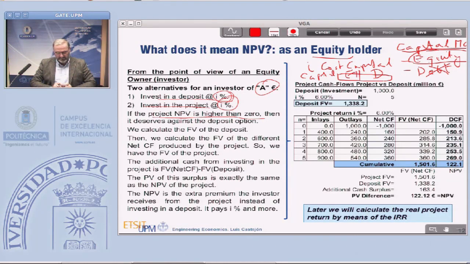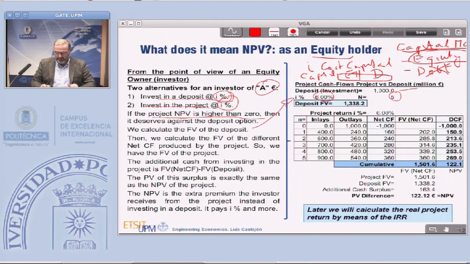We calculate the future value of the deposit. So the first step is here: the project cash flow versus the deposit. We have an investment of 1,000 euros. We have an interest rate we can get from a deposit in the bank. We go to the bank and ask for a deposit, and they say, okay, we will give you 6%. And then you have to leave your money here for 5 years. So the service life of this investment is 5 years.